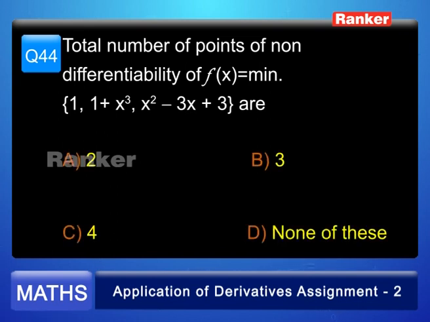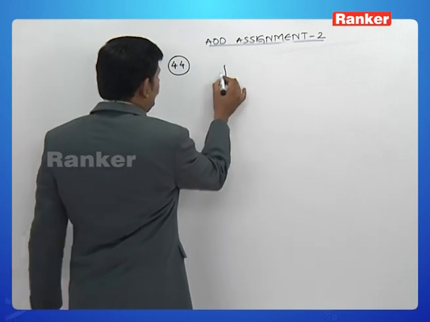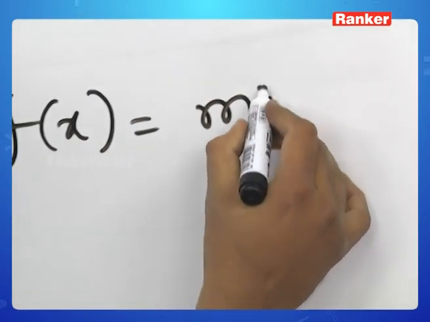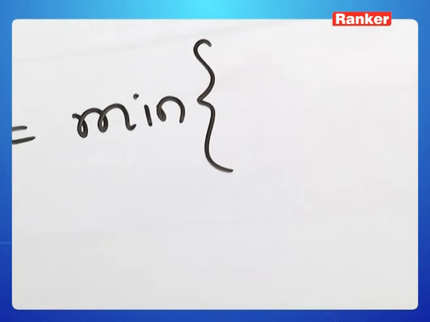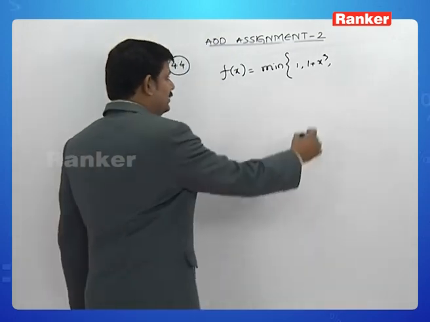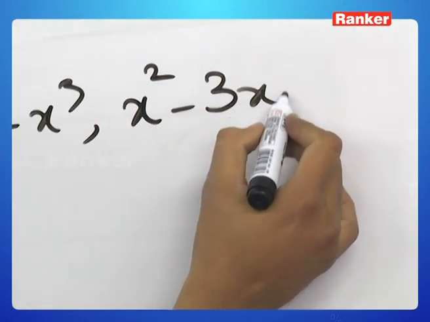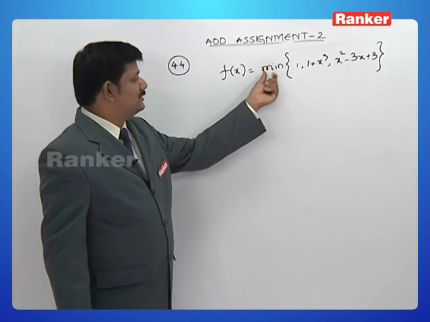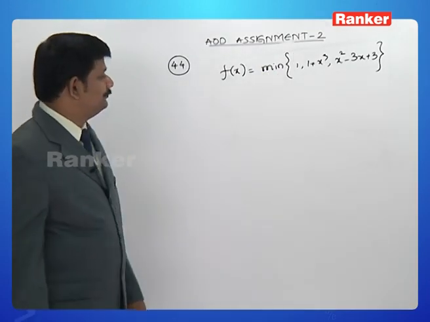Total number of points of non-differentiability of the function f of x is equal to minimum of 1 comma 1 plus x cube comma x square minus 3x plus 3. We need to find the number of points of non-differentiability of the function f of x is equal to minimum of 1 comma 1 plus x cube comma x square minus 3x plus 3. Discuss non-differentiability of this function.